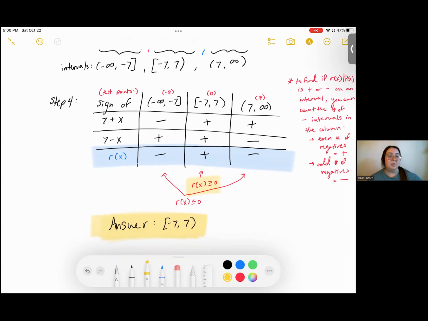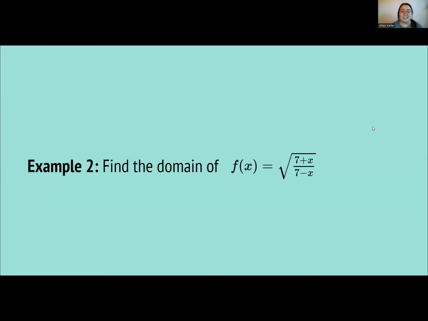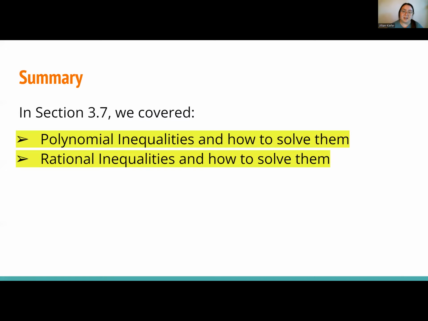That was our second example for a rational inequality. All right, we're going to head back over to our notes to finish up. So that was example 2. We found the domain of our function was really just a hidden rational inequality there. And that wraps up section 3.7. In section 3.7, we covered polynomial inequalities and how to solve them, and rational inequalities and how to solve them. So that wrapped up chapter 3 with section 3.7.